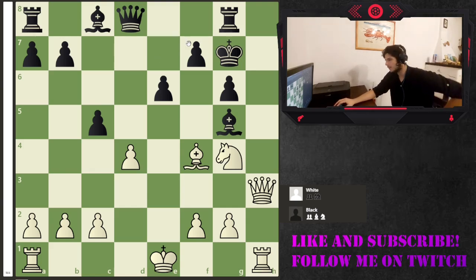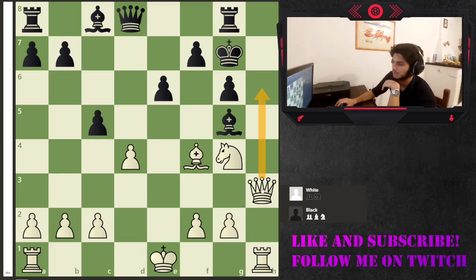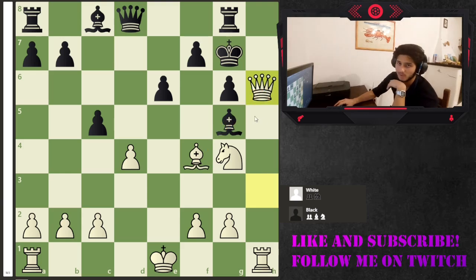Now, this problem is more complicated than the position I showed you earlier, and the move is actually queen to h6 check. This move is an X-ray attack because the bishop is protecting the h6 square. And you say, well, what happens after takes takes?